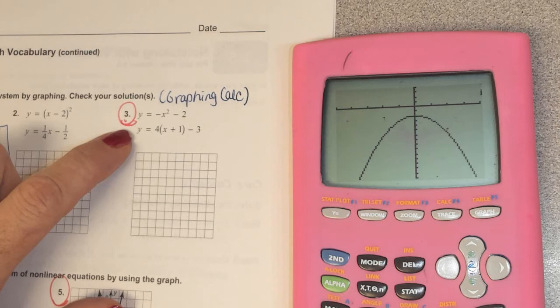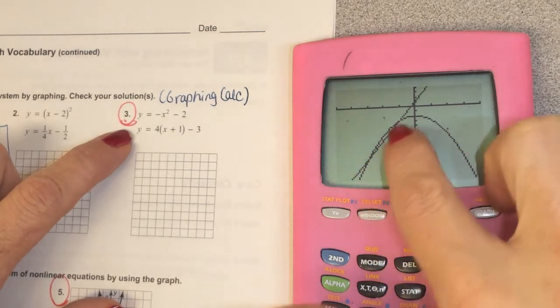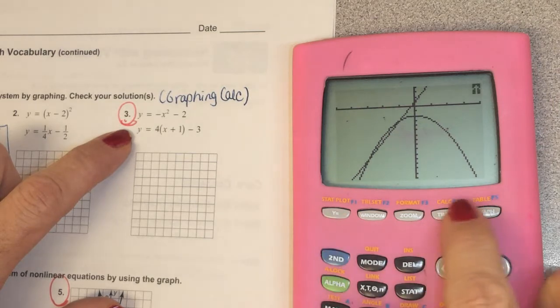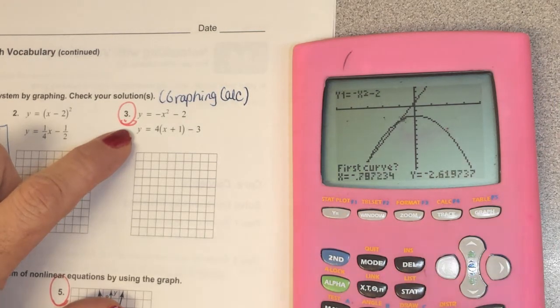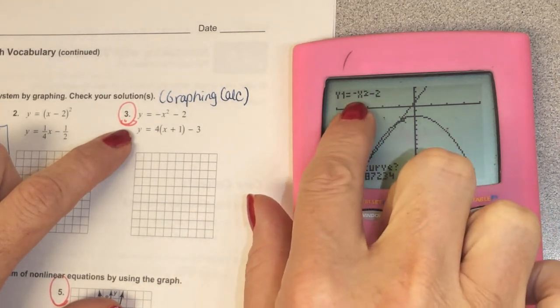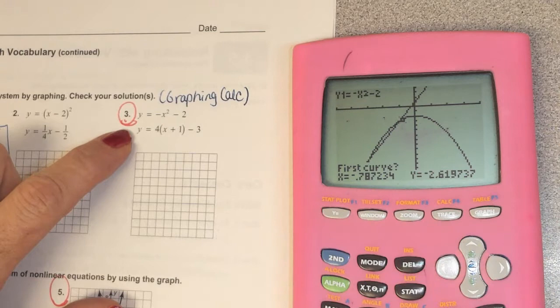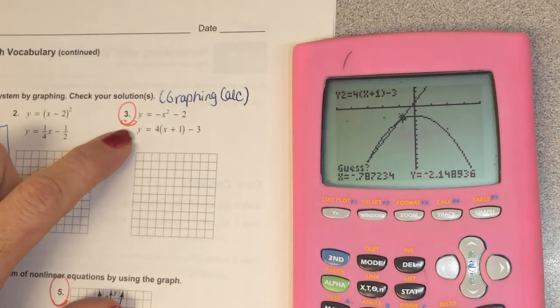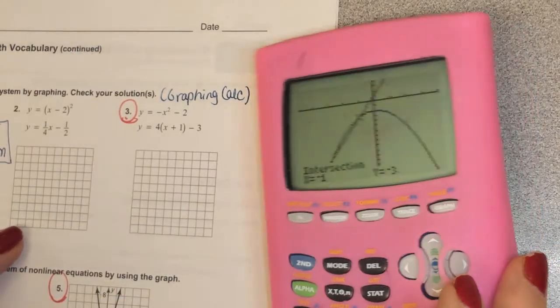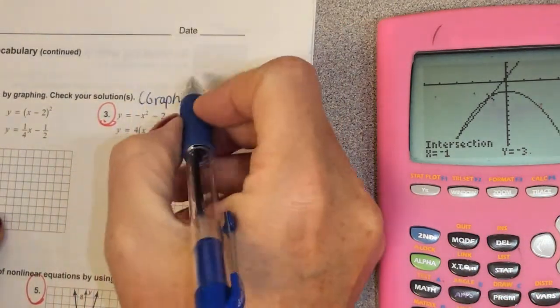Okay, so there's my parabola. There's my line. That's pretty good. I can tell there are two solutions. And so I'm going to do second trace, intersect. I'm going to get close to this first solution. It says, is this y1? Is that your first curve? Yep, hit enter. Is this your second curve, the line? Yes, hit enter. And then one more time, hit enter. And here's one solution: negative 1, negative 3.